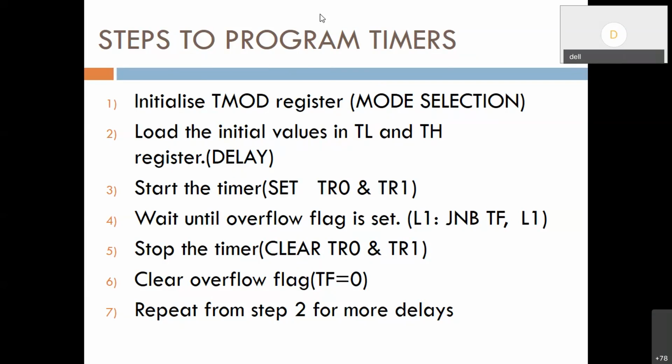Value to be substituted for given delay generation. Then the third point is nothing but start the timer. So once you start the timer, that means either setting TR0 or TR1, then our progress starts. That means it starts accepting clock pulses for up counting purpose.